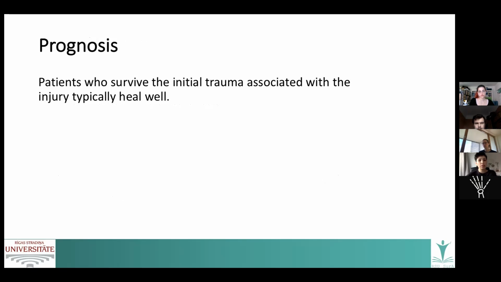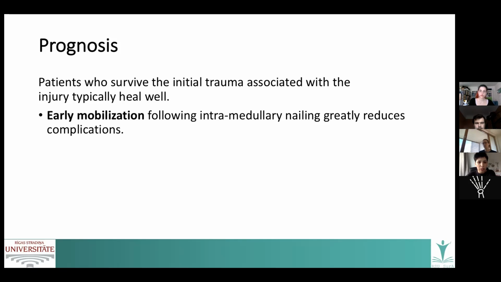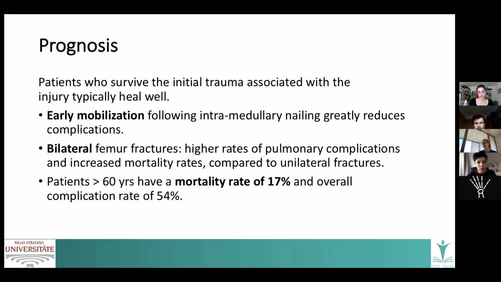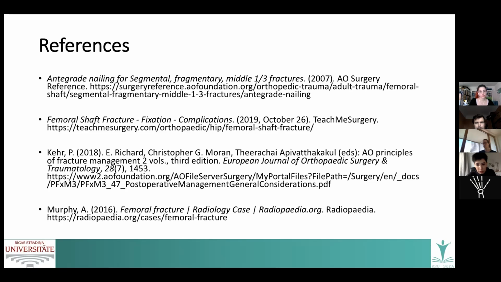And for prognosis, the patients who survive the initial trauma associated with the injury typically heal well. Early mobilization following intramedullary nailing greatly reduces complications. Bilateral femur fractures have higher rates of pulmonary complications and increased mortality rates compared to unilateral fractures. And patients over 60 years old have a mortality rate of 17% and an overall complication rate of 54%. And that's it.